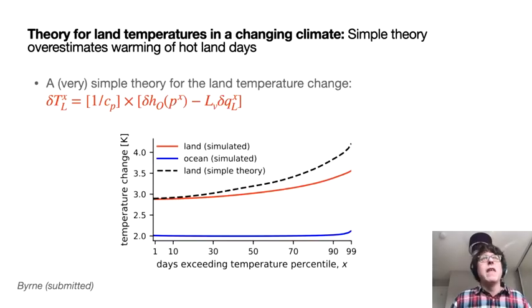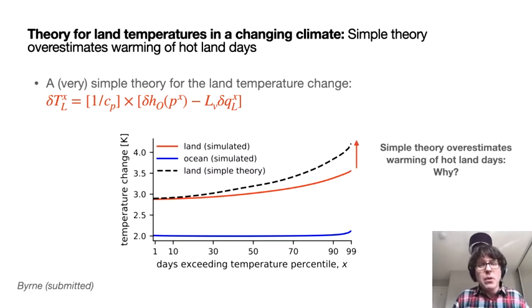So how does it work? If we apply this very simple theory to the simulations, we see that it doesn't do particularly well. In particular, for the high percentiles of temperature that we're really interested in, this very simple theory overestimates the temperature response quite substantially. So for days exceeding the 95th percentile of temperature over land, this simple theory overestimates the response by about 0.5 degrees Celsius, which in fractional terms is quite a big error. So this very simple theory overestimates the warming of hot land days.